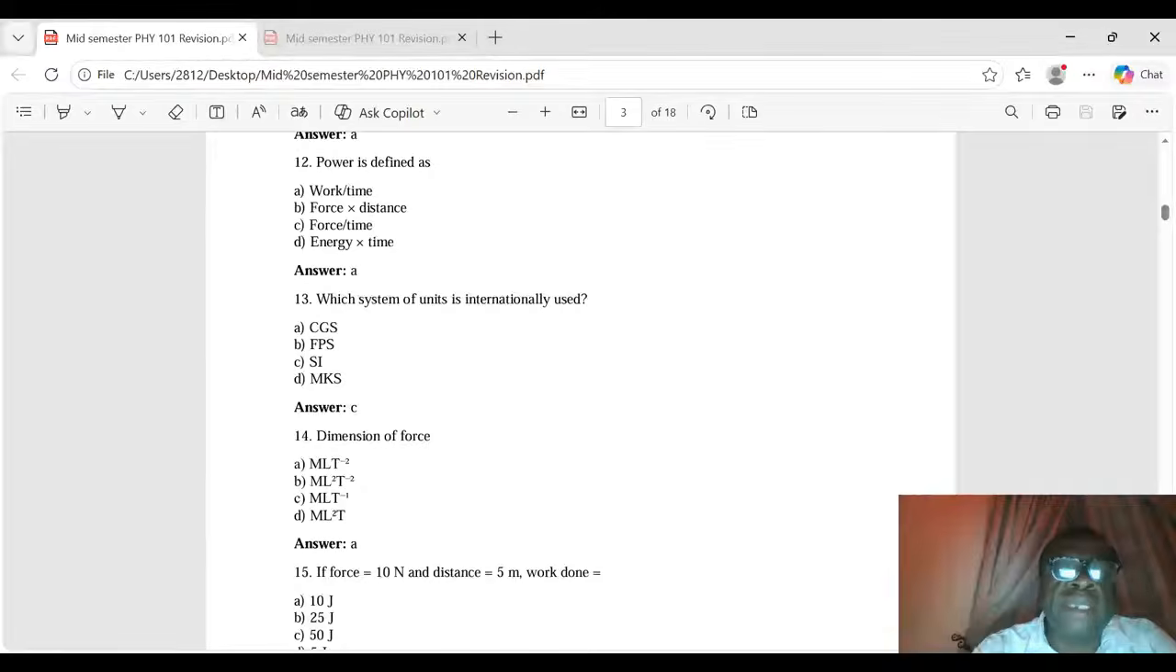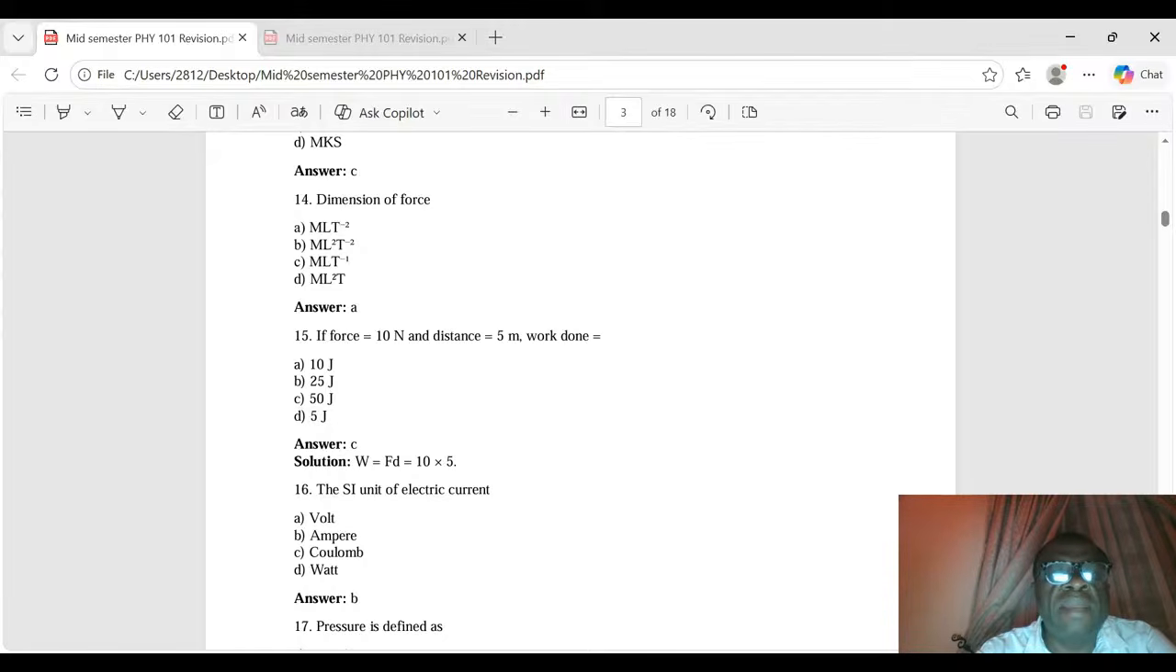Question 13. Which system of unit is internationally used? A. CGS. B. FPS. C. SI. And D. MKS. We all know that it is SI, which is System International. So the answer is C.